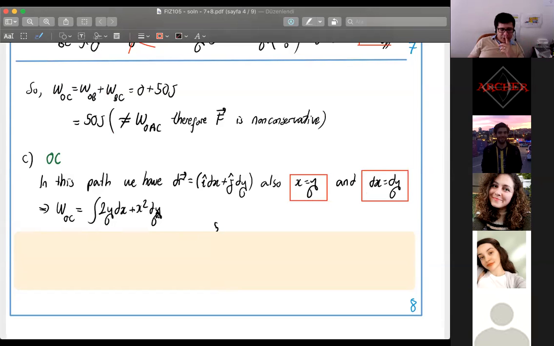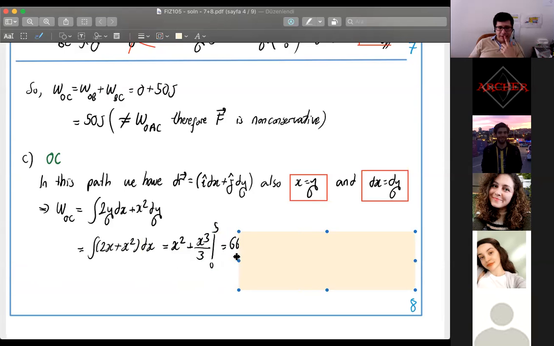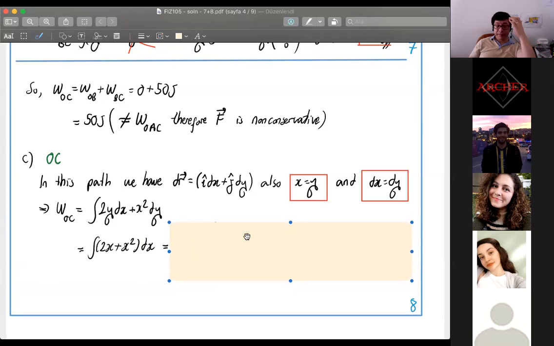2y dx plus x squared dy. You apply these in here. For example, you can say that all y's become x, like 2x dx plus x squared dx. Okay, shown here. And the integrals will run from 0 to 5, because that's the range of x. And here's the result, 66.7 joules. As you see, it's still different from the previous two results, okay? Therefore, this force is patently non-conservative.